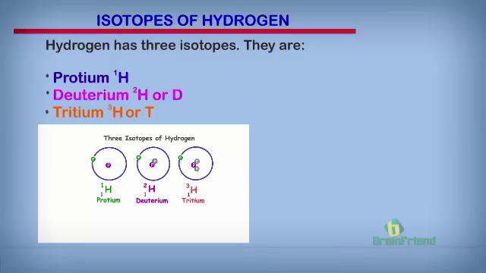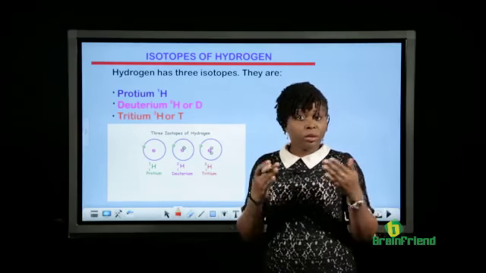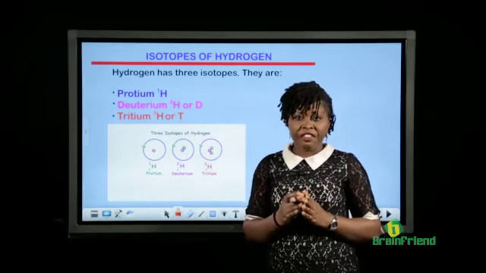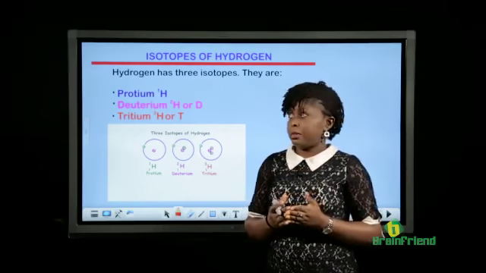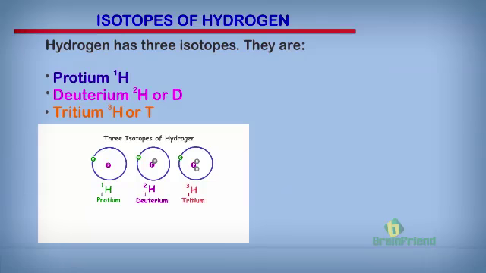Now we'll be looking at the isotopes of hydrogen. Isotopy happens due to variance in atoms. It means that an atom may have the same number of protons but a different number of neutrons. So hydrogen has 3 isotopes. They are protium, deuterium, and tritium.